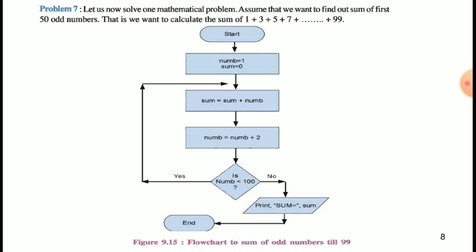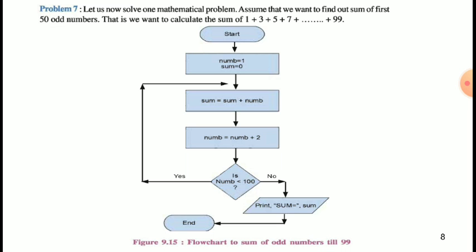So first is start, and second is input. Number equals 1, sum equals 0, sum equals sum plus number, number equals number plus 2. Then, is number less than 100? If yes, repeat; if no, print sum and then end. So that is the solution of number 1.